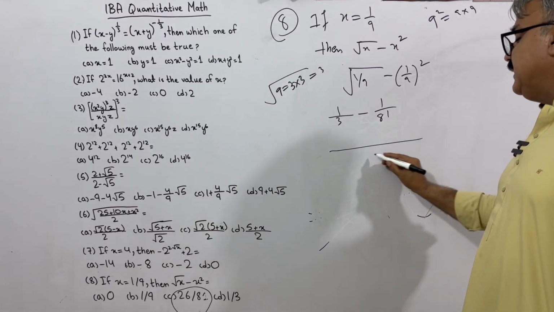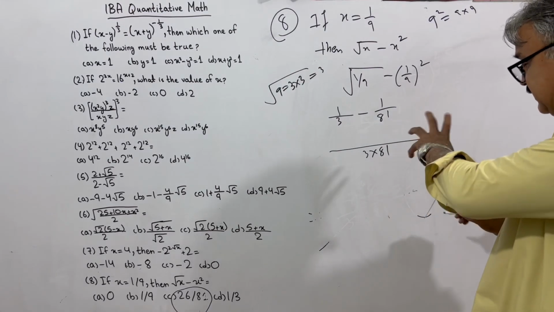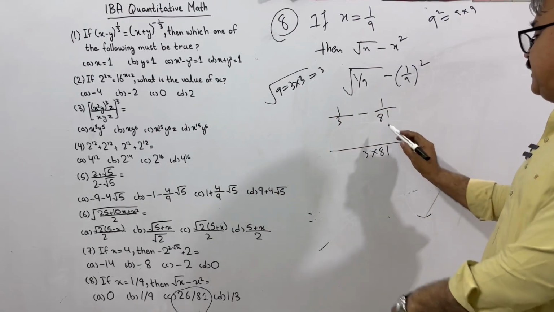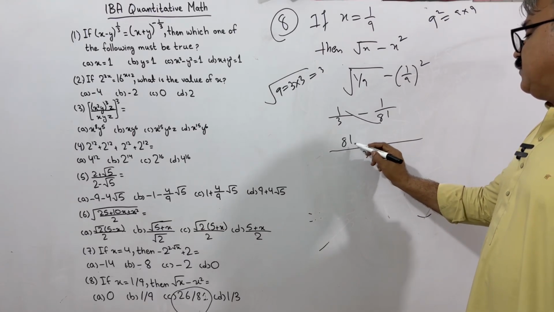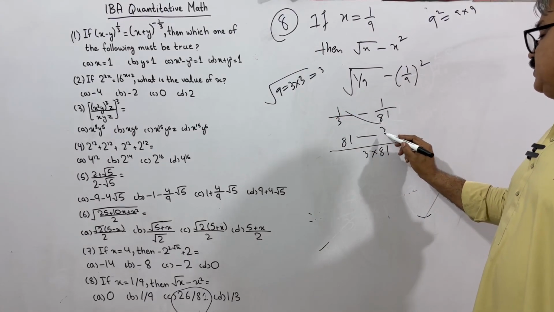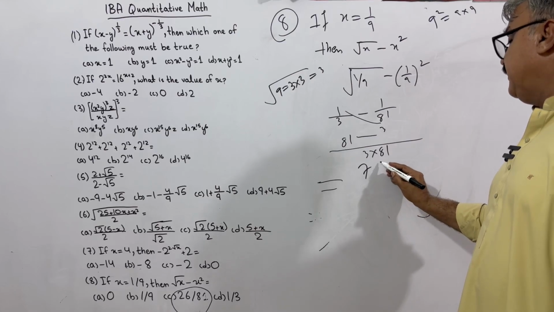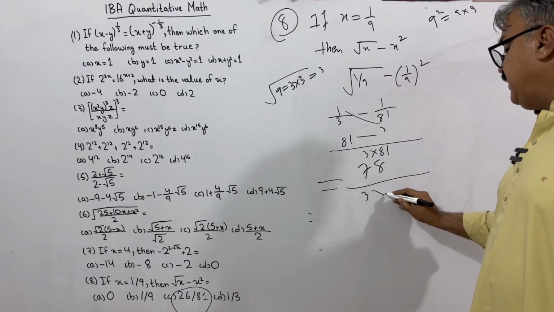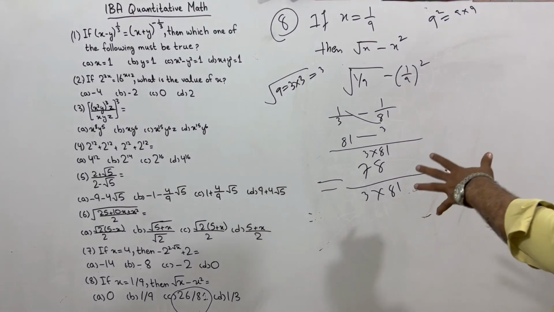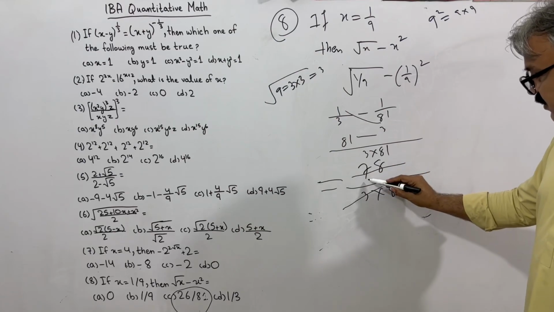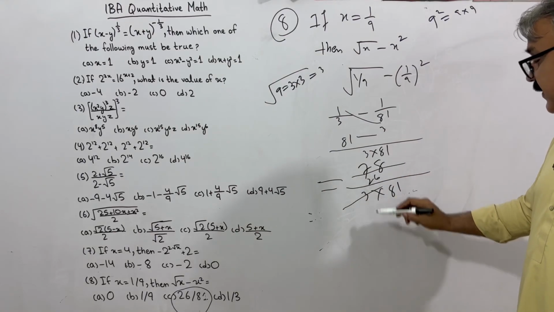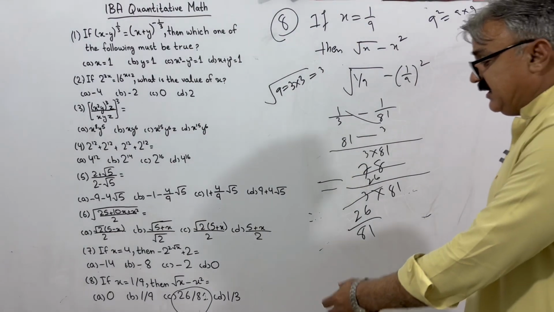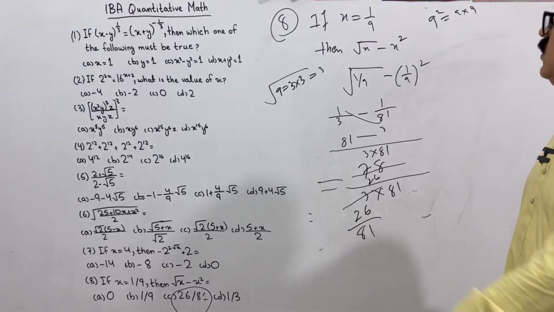Taking LCM, simple LCM, just out-of-the-box LCM. Whatever the denominators are, just multiply them. Then 81 times 1 is 81, and 1 times 3 is 3. 81 minus 3 is 78, divided by 3 times 81. There is no need to multiply them; just simplify first. 3 times 2 is 6, 3 times 6 is 18, carry 1, 3 times 2 is 6. So I have 26 over 81. So our right option in that case is 26 over 81.